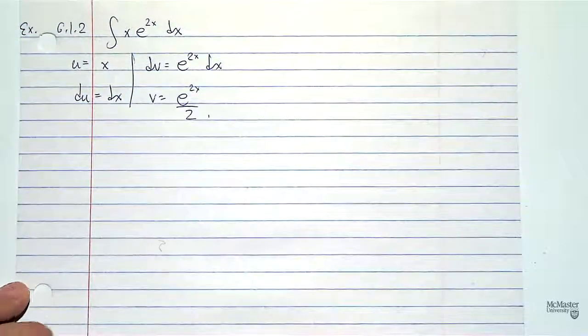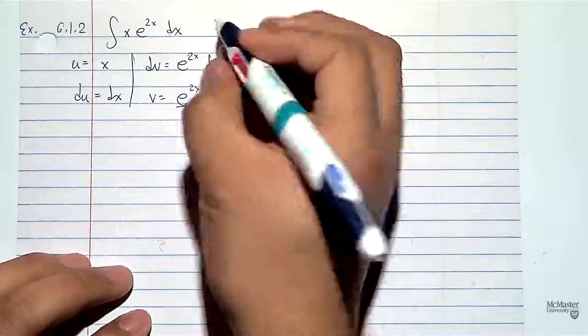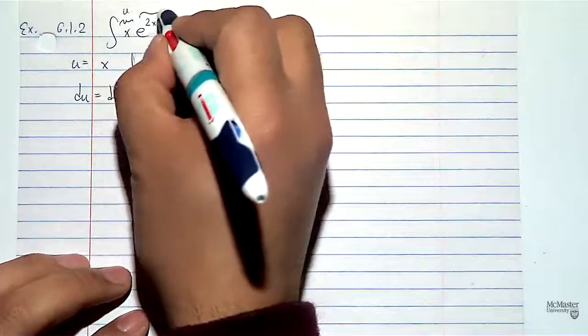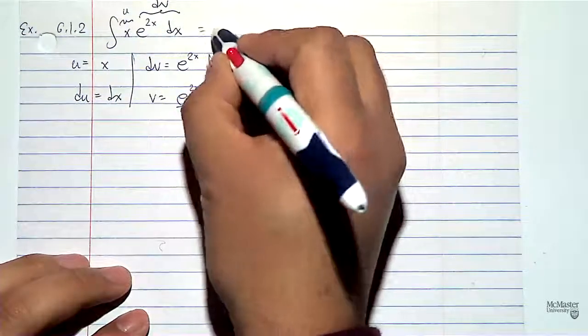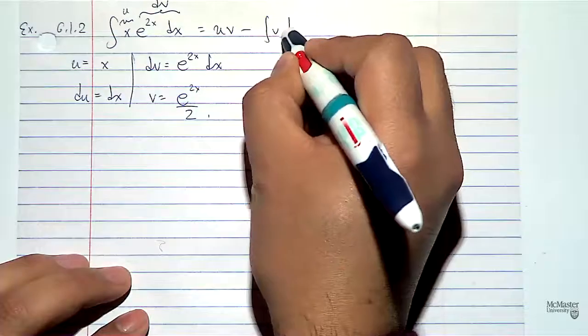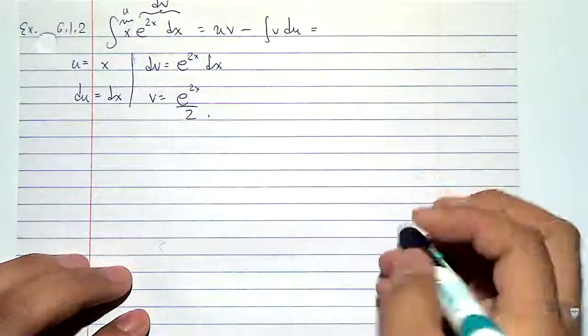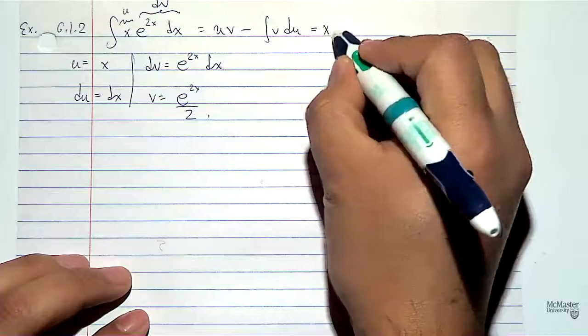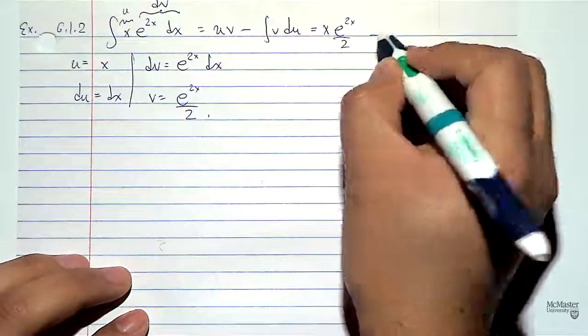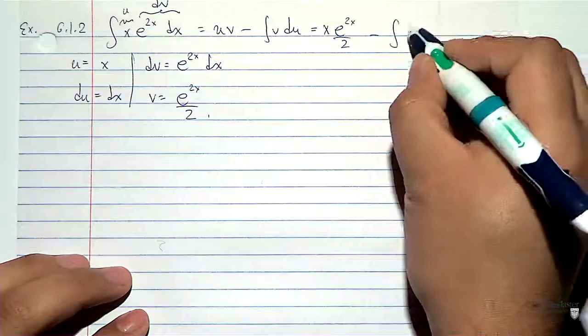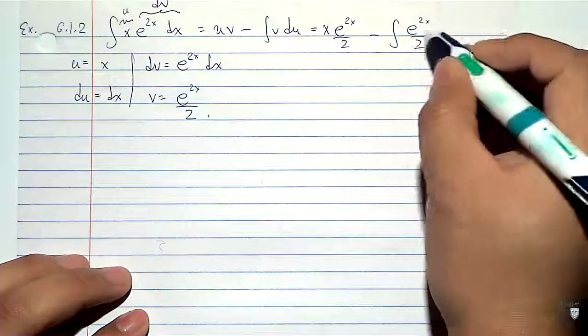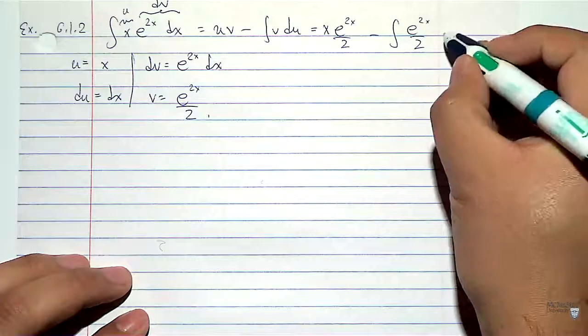So if I were to recognize perhaps this as my u, and then this as my db, this would be equal to ub minus integral of b du, and then I plug in, right? So I would have x times e to the 2x divided by 2 minus integral of b du, e to the 2x divided by 2, and then du, which is dx.